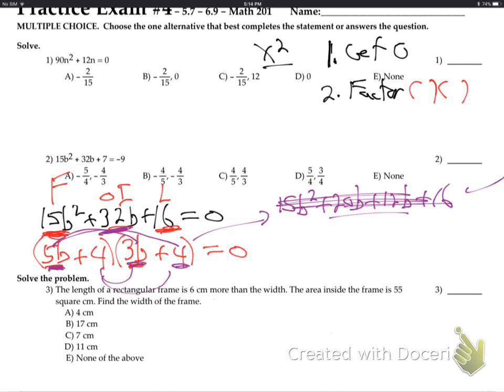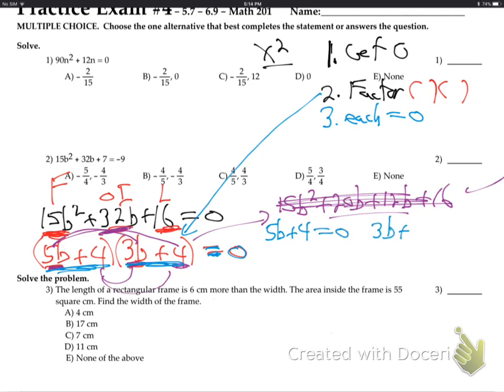Okay, so that was step 2. Factor. I factored. Now step 3. Each parenthesis gets their own 0. Because if two things are timesing to equal 0, that means either one could be 0. So 5b plus 4 equals 0, or 3b plus 4 equals 0. Either part could equal 0.